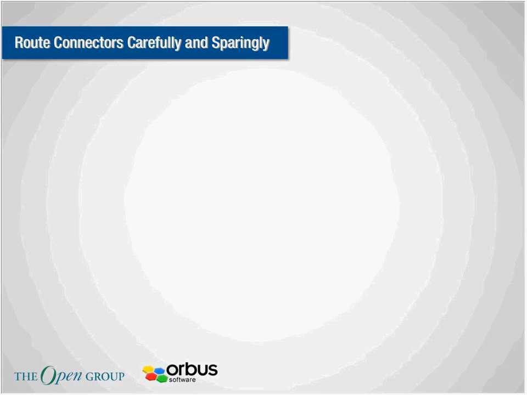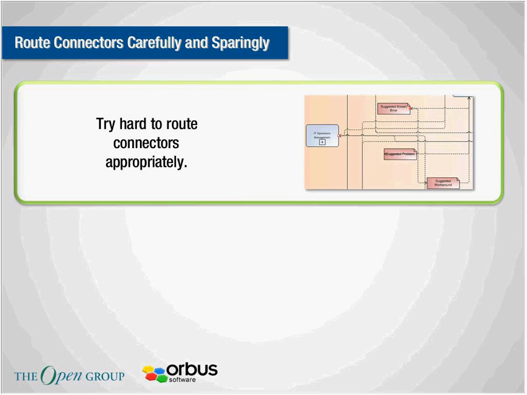Now, most architecture diagrams use lines between objects, connectors in a sense, which show control flows, data flows, connections, different reasons to draw them. It's important to be careful about your routing.